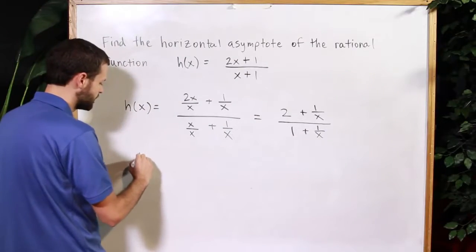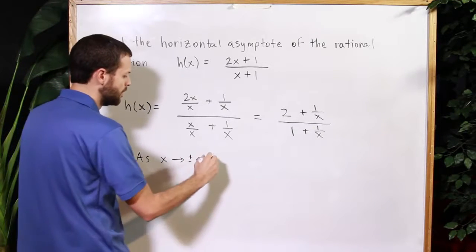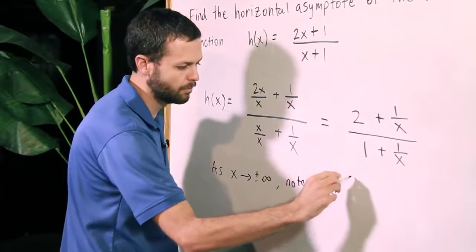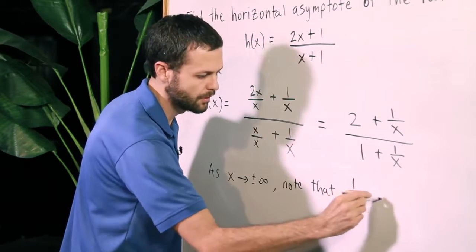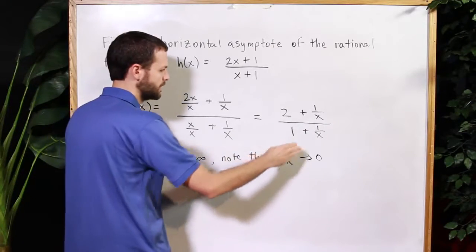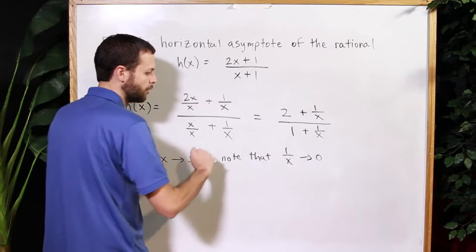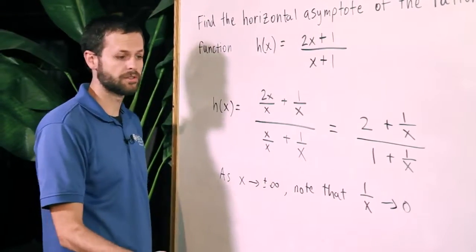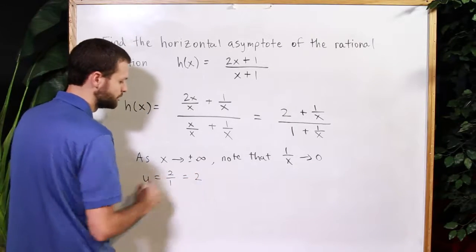So what we're going to notice is that as x approaches positive or negative infinity, 1 over x must approach 0. So in the long run, as x approaches positive or negative infinity, 1 over x approaches 0, giving us a ratio of 2 over 1. Therefore, we know our horizontal asymptote to be y equals 2 over 1, or just 2.